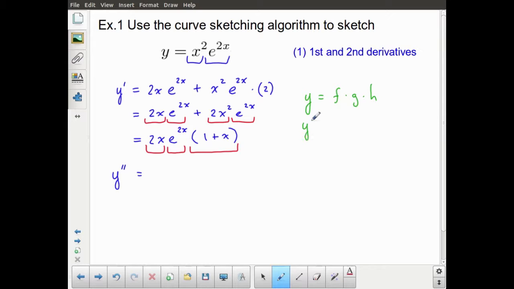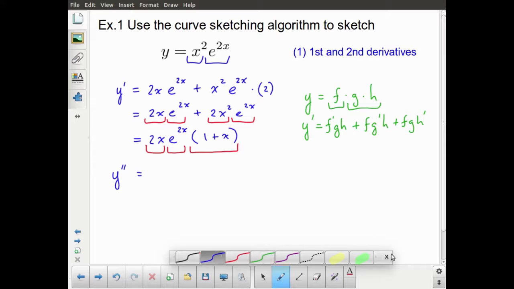And if I take the derivative of that, the way that works out is it's the derivative of the first one, which is f prime, times g times h, plus the first one times the derivative of the second one times h, plus the first and the second one times the derivative of the third one. You can also show this by breaking this up into distinct pieces, but I'm not going to go through that demonstration right now.